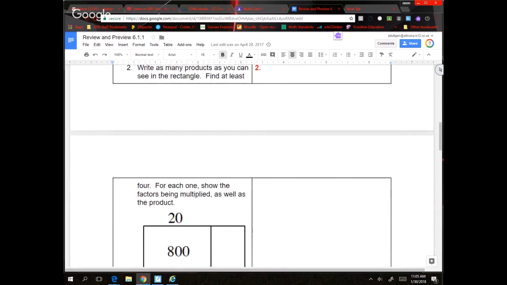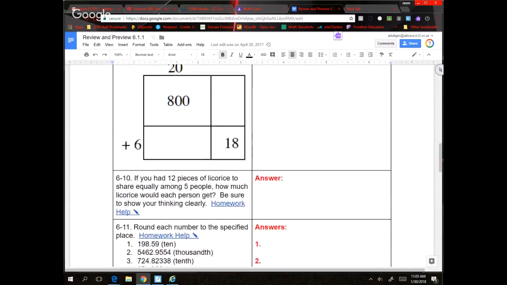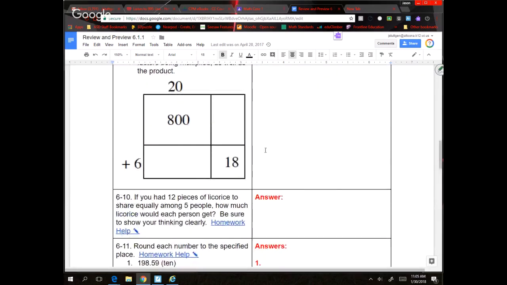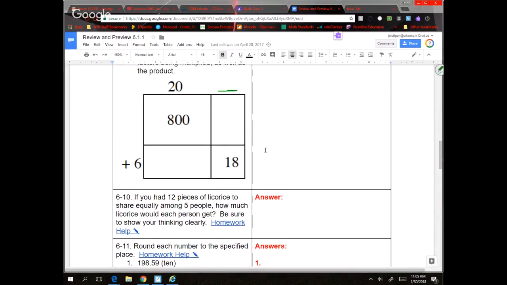6-9. Okay, you have this copy of this generic rectangle here, and basically you just have to fill in the missing parts and then tell me what the answer actually is. So I'm going to figure out this number here first. 6 times something is 18. Well, I know 6 times 3 is 18, so I'm going to put that there.